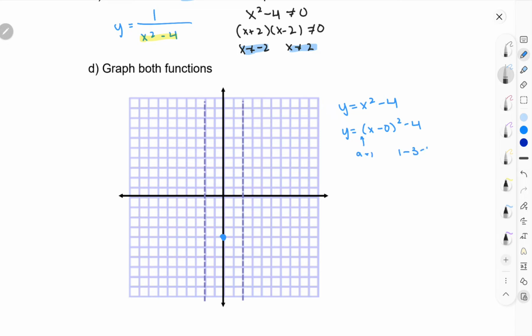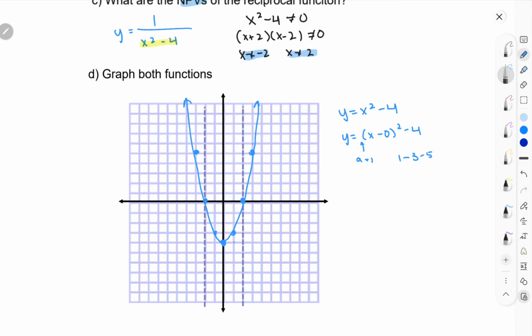It opens up, and it has a stretch factor of 1. So I can use that 1, 3, 5 rule to help me sketch the next few points. If I go over 1 unit, I go up 1. If I go over 1 more, I go up 3. If I go over 1 more, I go up 5. And the same thing happens in reverse on the other side of my vertex. If I go left 1 from my vertex, first I go up 1, then up 3, then up 5. That'll allow me to sketch this parabola. Notice that it has those x-intercepts where I said they would be.